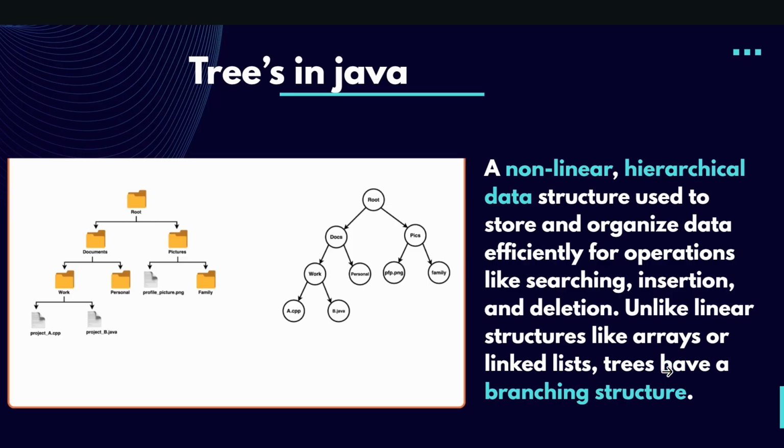Hi guys, welcome back. In this session we are going to understand what is meant by trees in detail. In day-to-day life we operate on the file system in our computer. You can see the file system here. Basically you have a root folder. Inside it, documents and pictures are separate folders. Inside documents you have a work folder and a personal folder. Inside pictures you have some pictures and a family folder. Inside work you have some separate files. This is the way you organize your file system in your laptop or desktop.